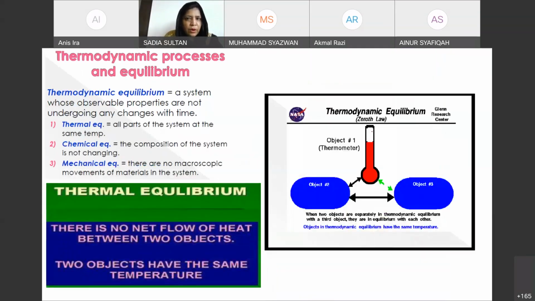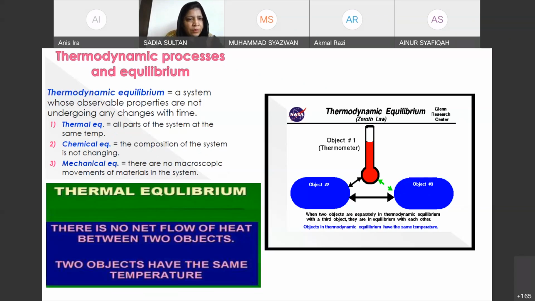Okay, now you can understand equilibrium. Thermodynamic equilibrium: a system whose observable properties are not undergoing any change with time. All parts of the system are at the same temperature. So at equilibrium, you cannot observe any change. All look at the same temperature, right? All parts of the system are at the same temperature, and the composition of the system is not changing. That's what is called equilibrium.